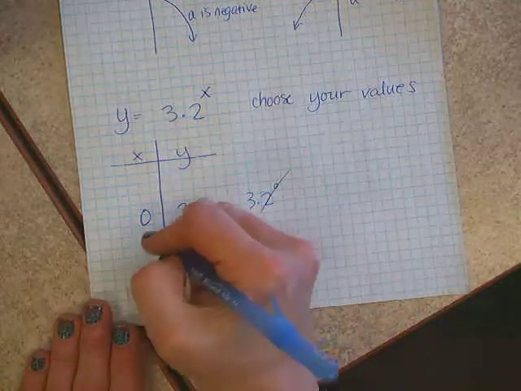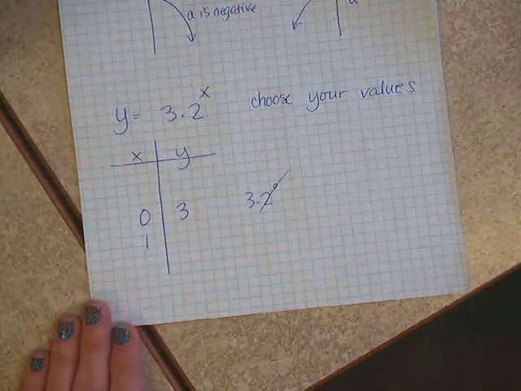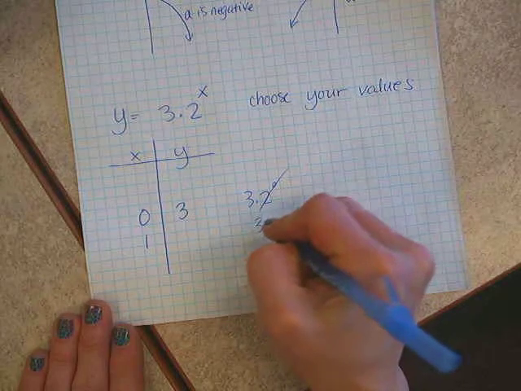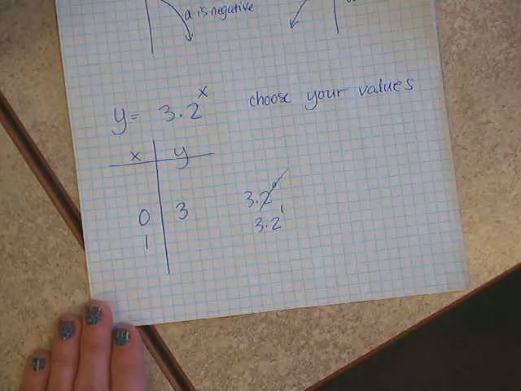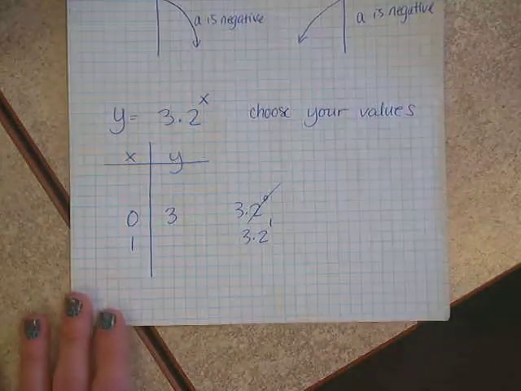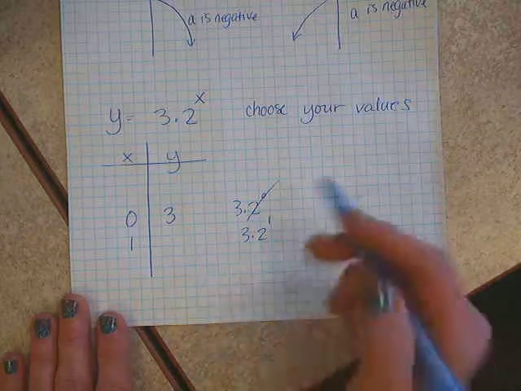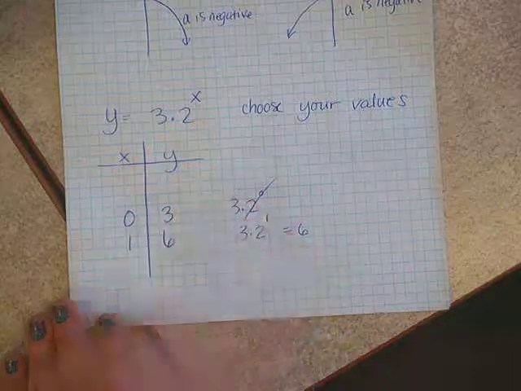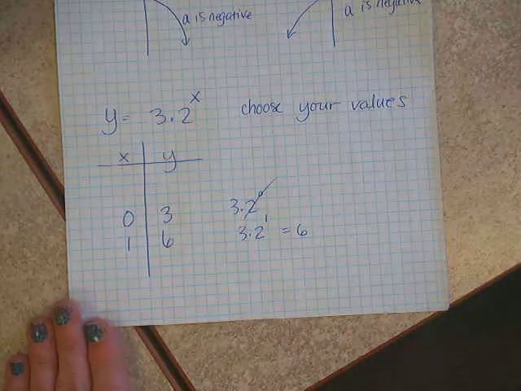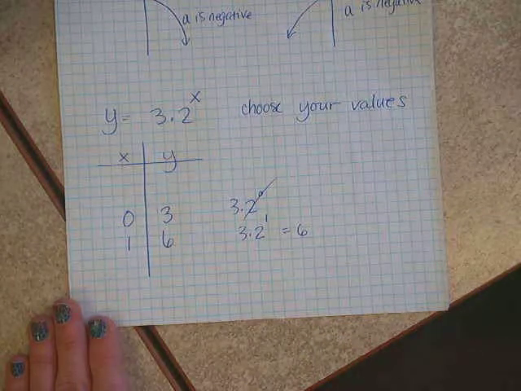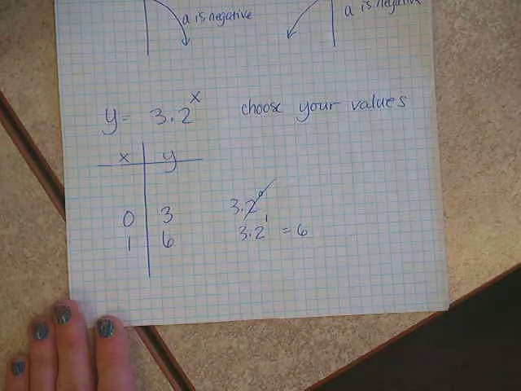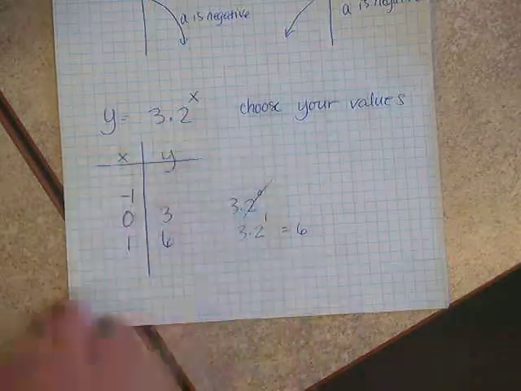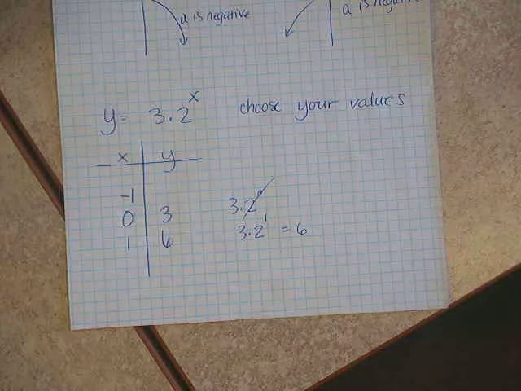Now from there, I should see what's happening on either side of that y-axis. Yes? So if I do 1, then I have 3 times 2 to the first power, which is just 3 times 2, or 6. So that's not going to be a bad point to graph, right? (1, 6).